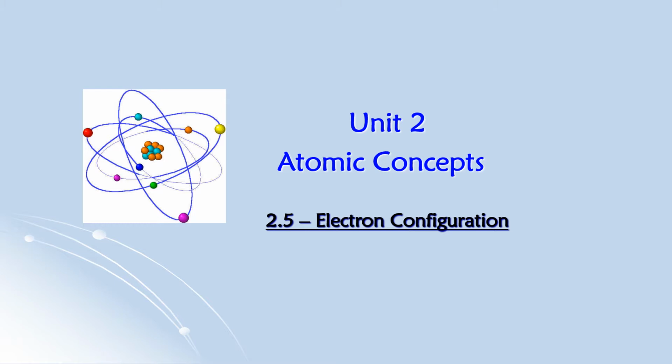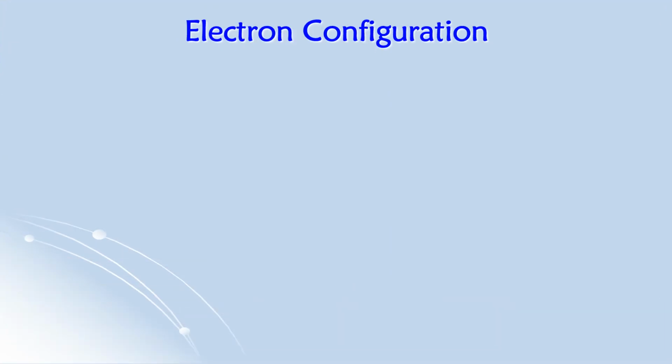Today, we will be talking about electron configuration, which is basically just how electrons are arranged in different orbits in an atom. So, first of all, let's quickly look at where you can find the electron configuration in your reference table packet.